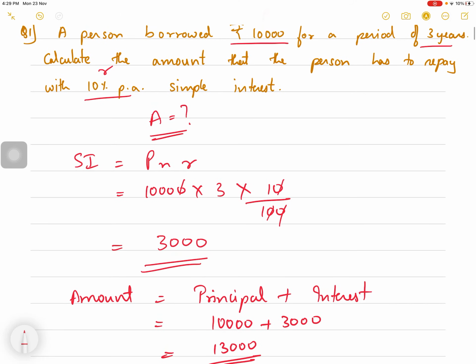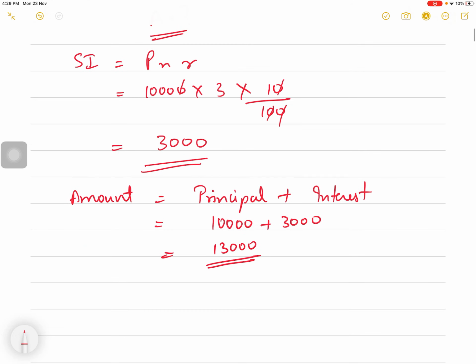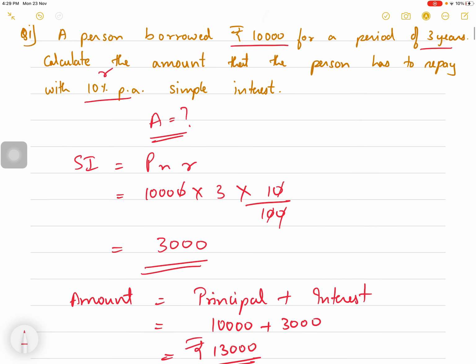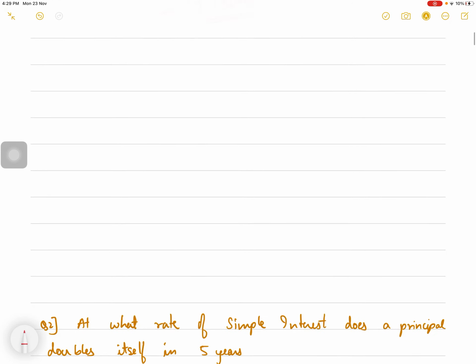So just add one sentence. Therefore, the amount that the person has to repay is rupees 13,000. Okay. Let's see the next problem.